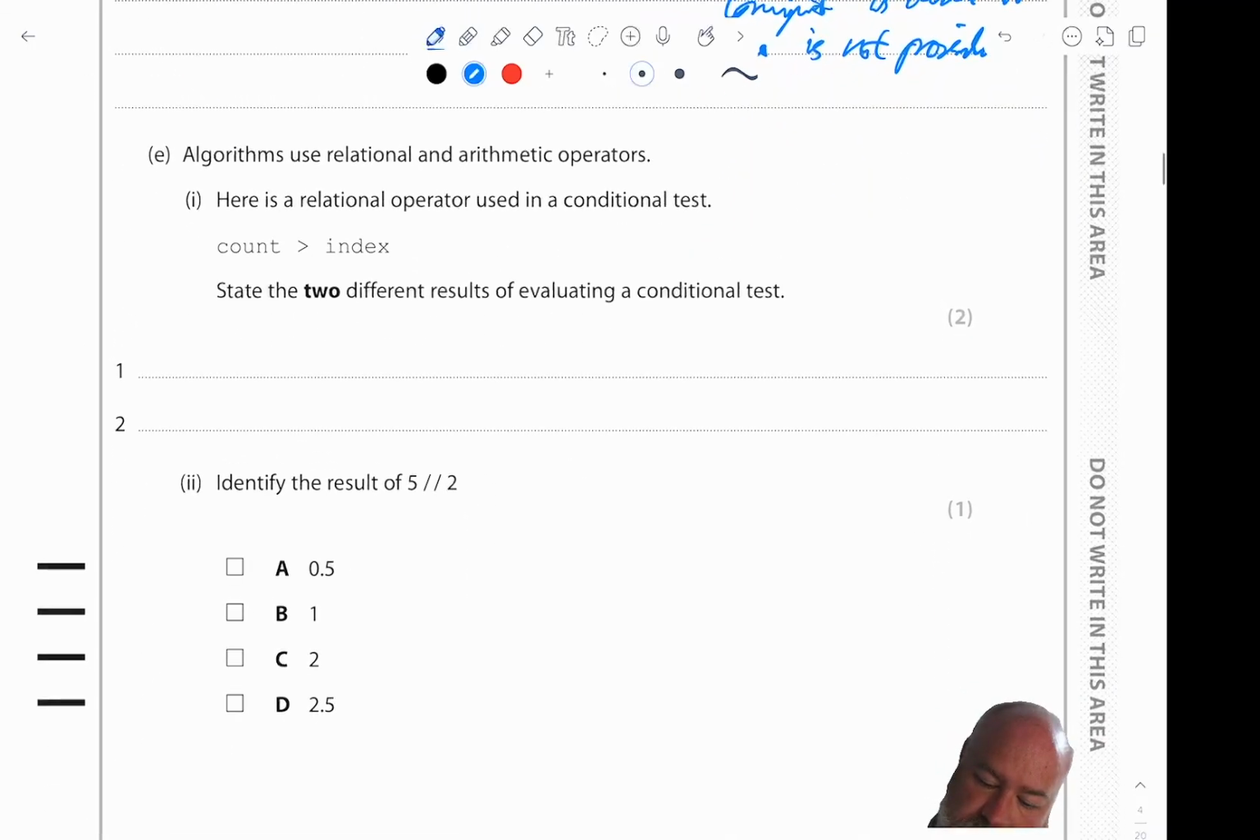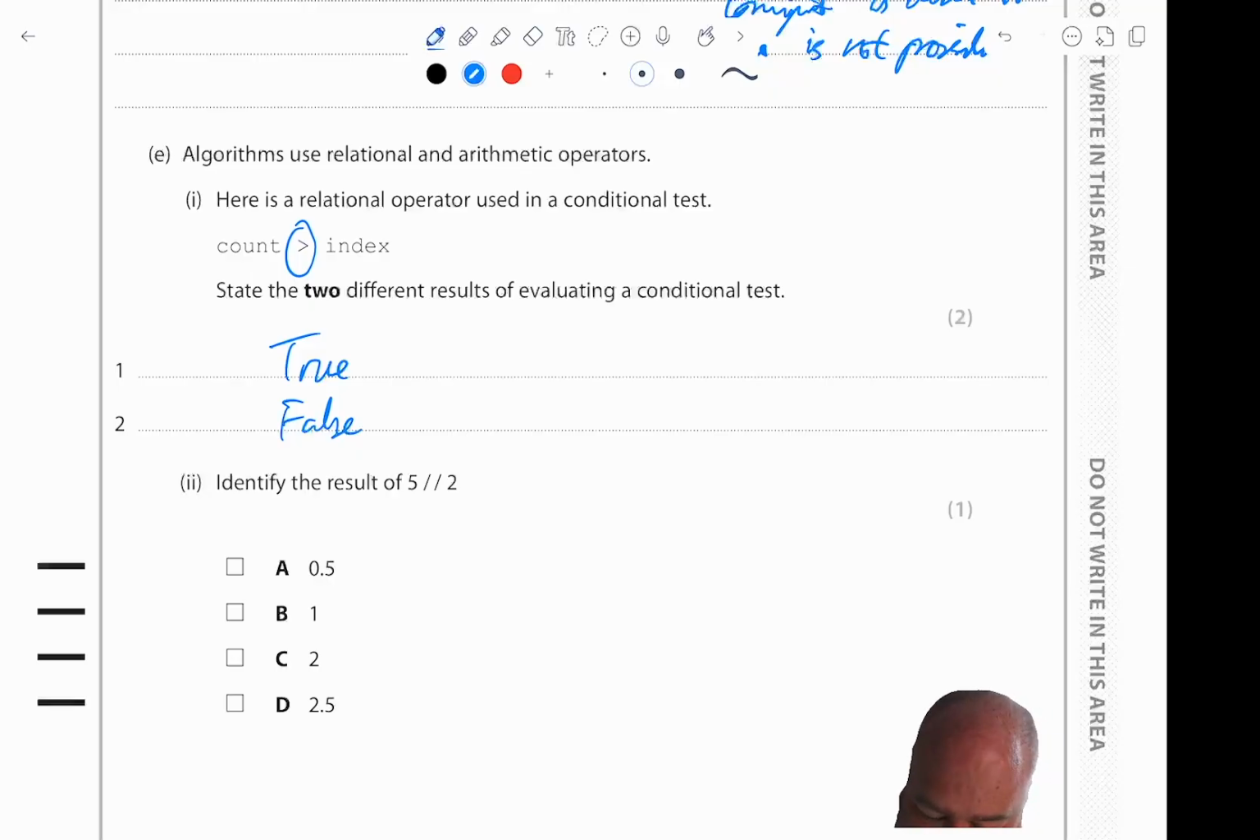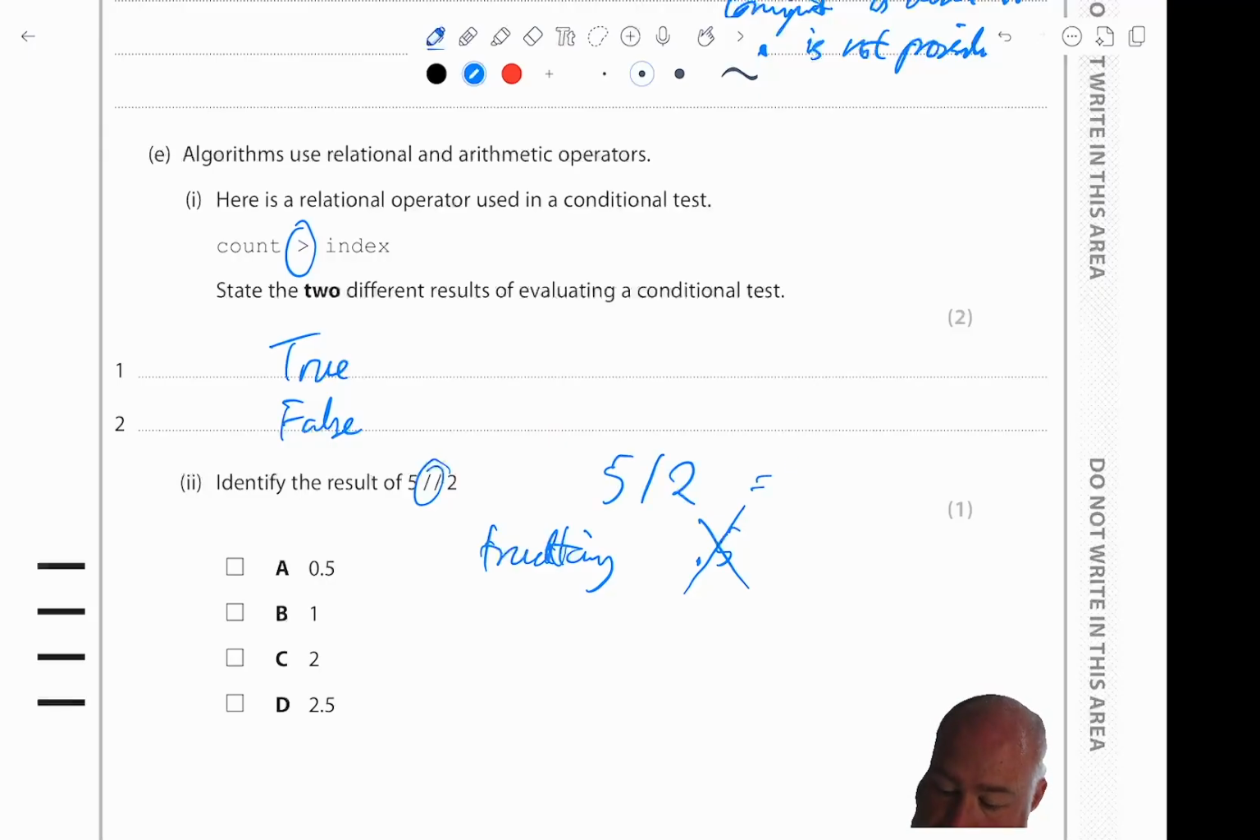Algorithms use relational and arithmetic operators. So the relational operators here state the two different results. Well, it's either going to be true or false, isn't it? There are no other options. Either count is greater than index or it's less than. So floor division is the same as truncating. When you take away the decimal point, you get rid of the decimal point. So 5 divided by 2 is 2.5. However, if we get rid of the decimal points, we end up with 2. So the answer is C.